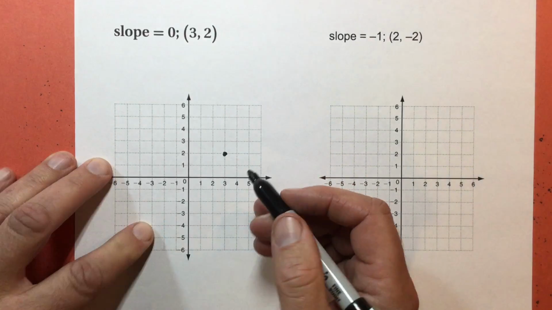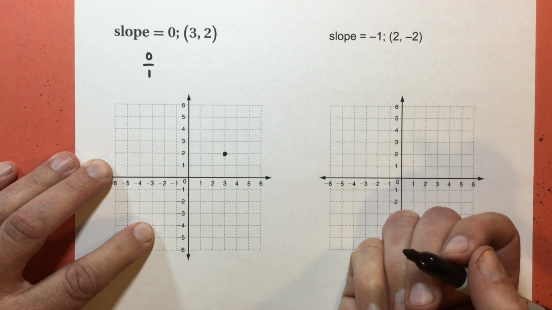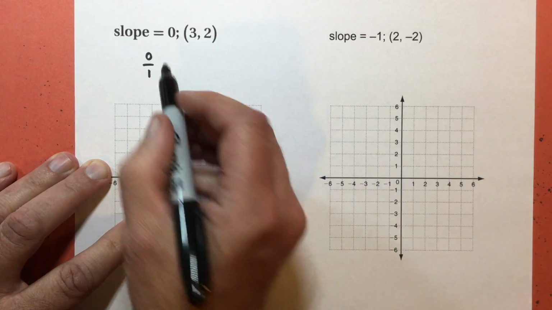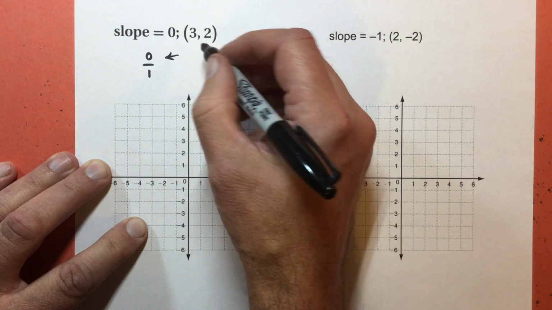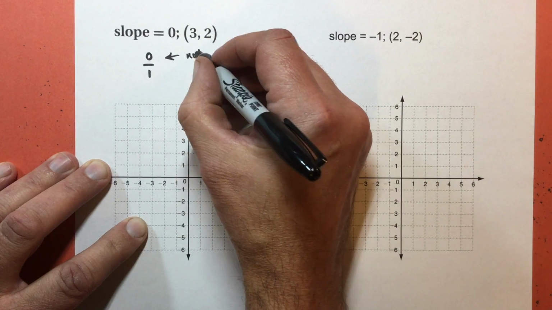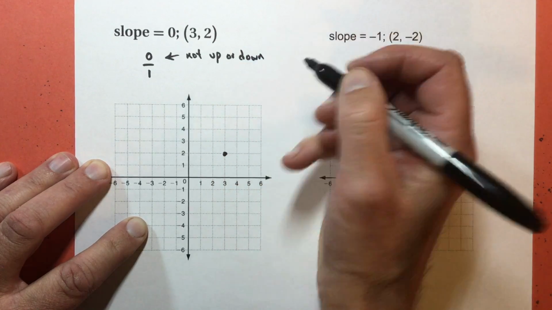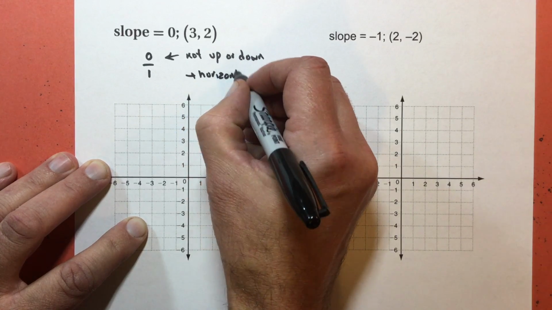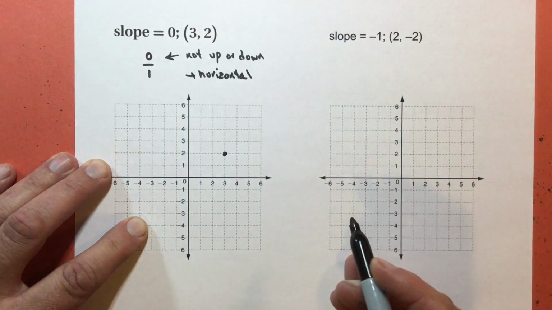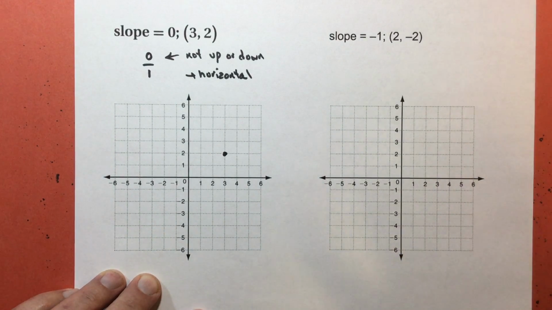Now my slope is 0. I can say that that's 0 over 1. It's also 0 over any number. The 0 is neither positive or negative. This means that you are not going to go up or down. In other words, it's going to be horizontal. And we know that already. We know that if we have a horizontal line, the slope is 0. I don't get the 0, just the slope is 0.